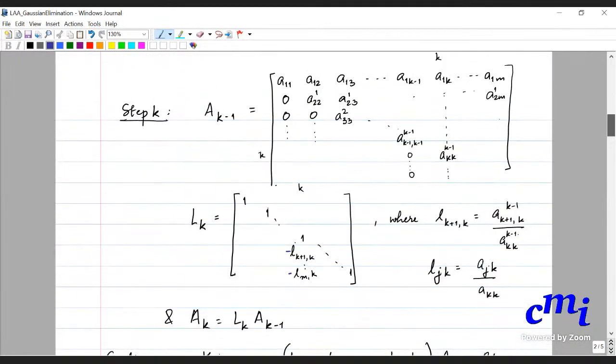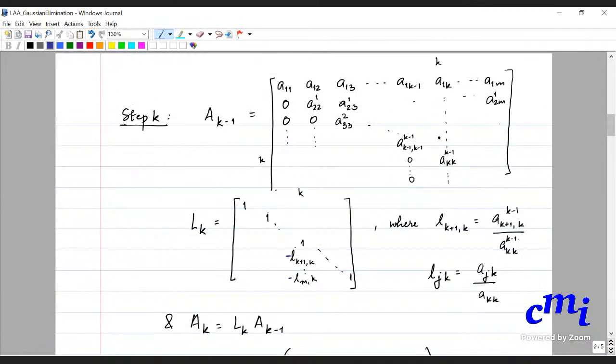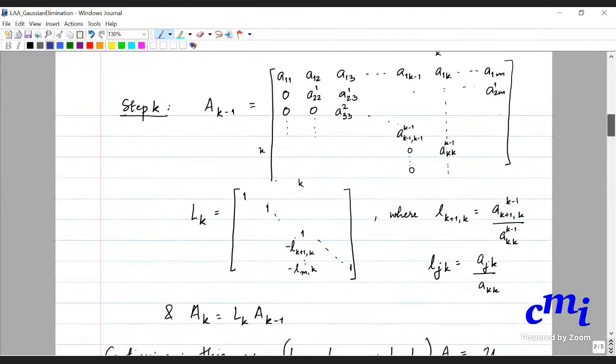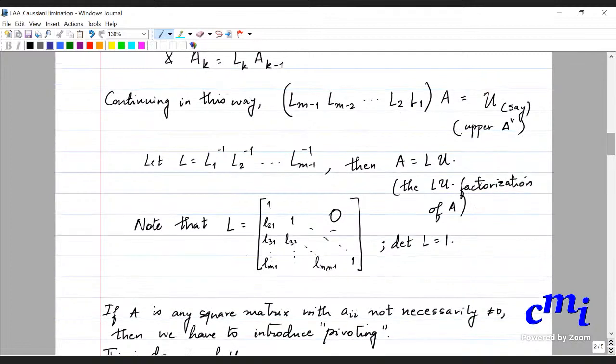See, this is the step which is going to be useful for us in terms of the notation when we write the algorithm. So continuing in this way, you just apply all these matrices to A and you will end up with an upper triangular matrix. Call that upper triangular matrix U.